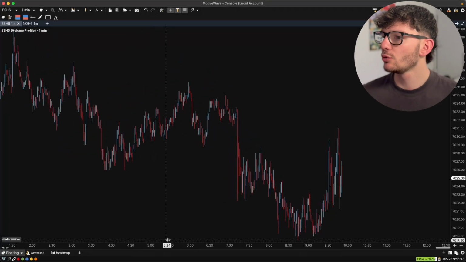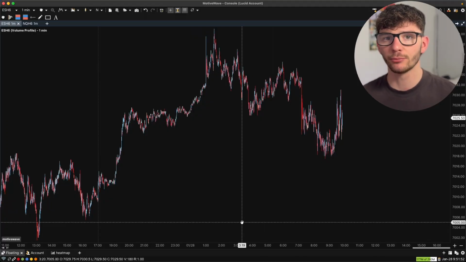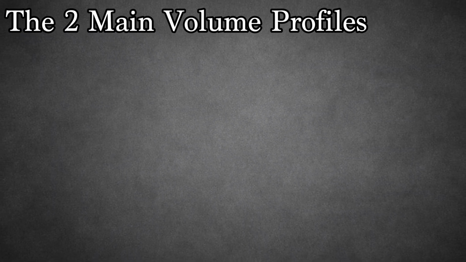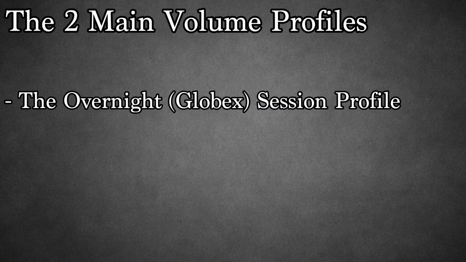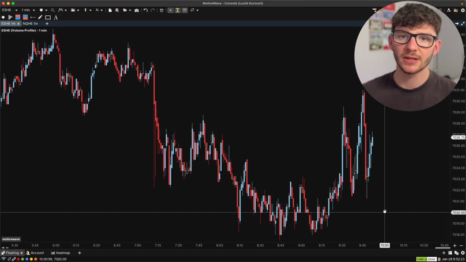Anyway, I'm going to go over the two main volume profiles that I use. I have one very high time frame volume profile, which spans across the entire previous week, and I take the levels from that. But the two main ones that I use are the overnight Globex session profile and the previous regular trading hours profile. So it's 9:50, about 20 minutes after open.